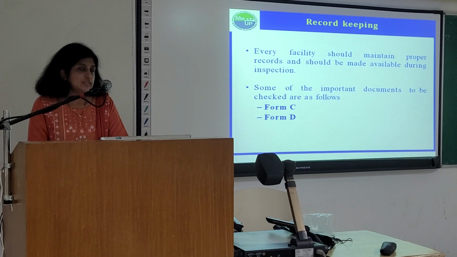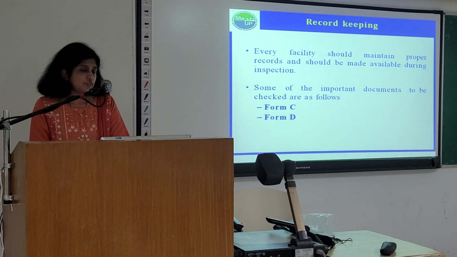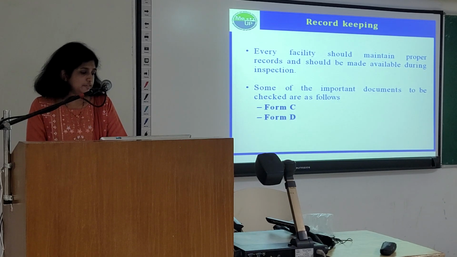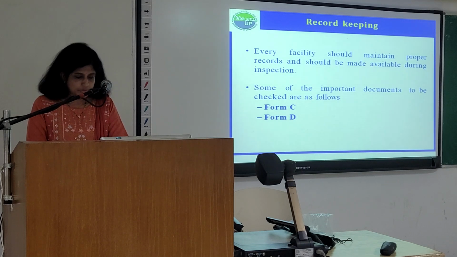Form C is the record for the number of animals that are acquired or bred, and it is maintained on a daily basis. Form D is the record for the number of animals acquired by the investigator, and in this the IAEC protocol approval details are present.